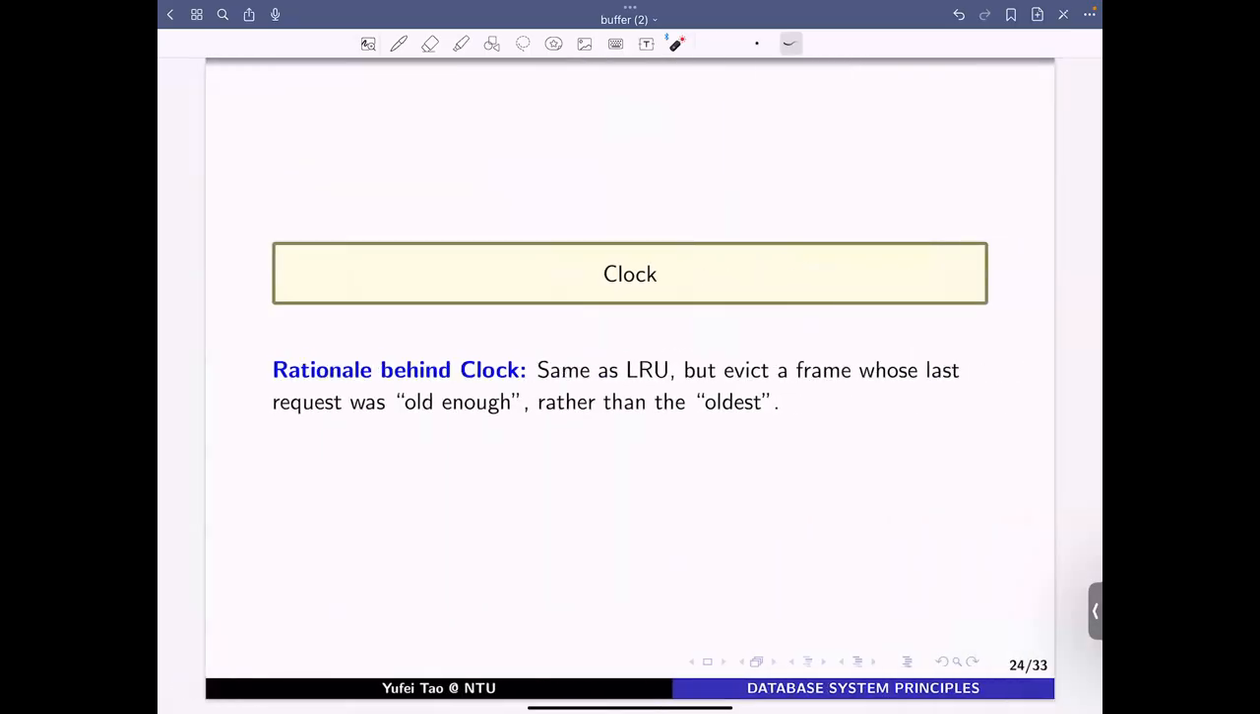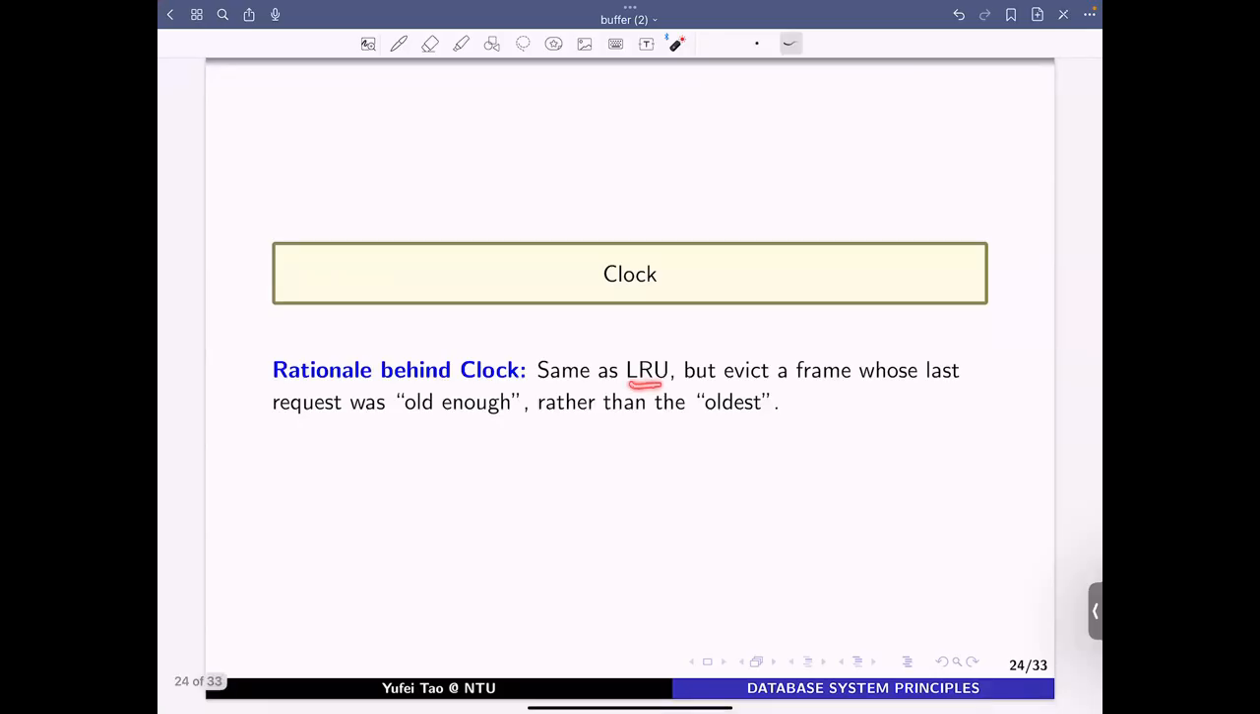Okay, so finally we have clock. This is the last algorithm we're going to talk about. Again, the clock is trying to simulate what Belady does. So the principle is there, but it's based on a rationale that is somewhat different from LRU. It's similar to LRU in the sense that we also look at the last access.